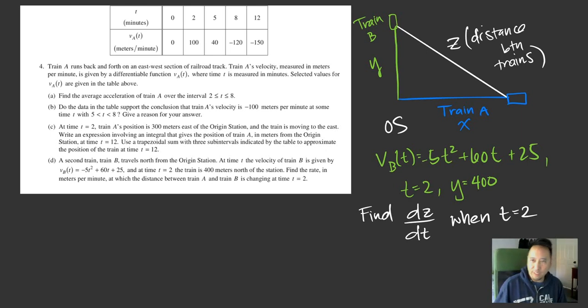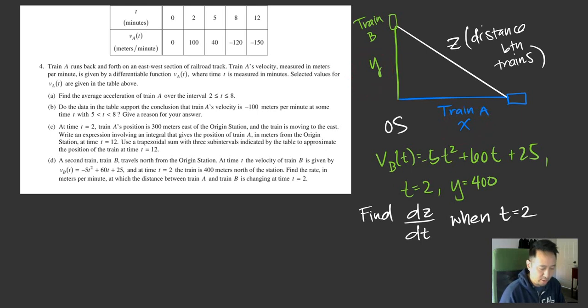So I set up question number 4 right here on the right side. Feel free to pause it and figure out what I did here, but I'll do a quick explanation. Train B is traveling north from the original station, which I call OS. Train A goes back and forth. So I call this X and this is Y.